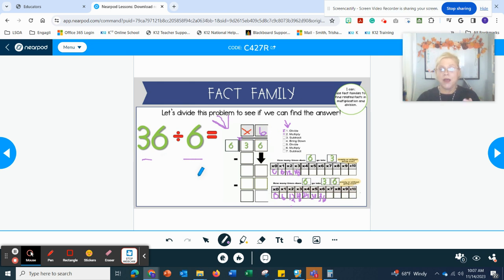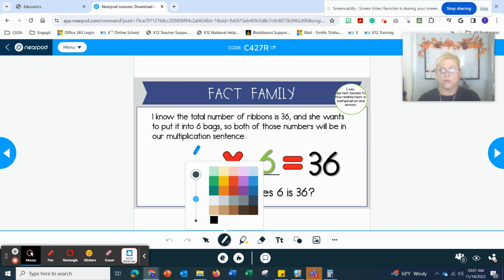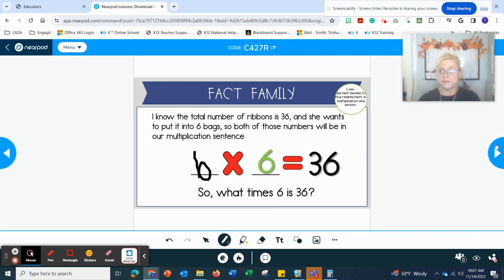So how many times can 6 go into 36? 6 times. So the answer to our question, how many ribbons did she want to put into the bag? She wanted to put 6 ribbons in the bag.